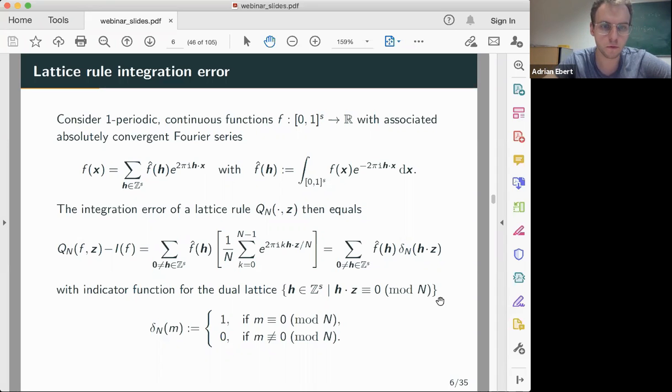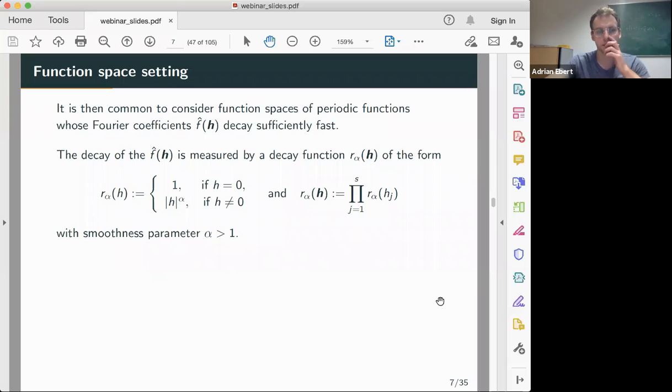Right. Now, having observed this, and we'll come back later to this previous identity, in order to define a proper function space, it is quite common for periodic functions to base the definition on the decay of the Fourier coefficients f hat of h of the function. If they're decaying sufficiently fast, then we say they're in the function space, and if not, then not.